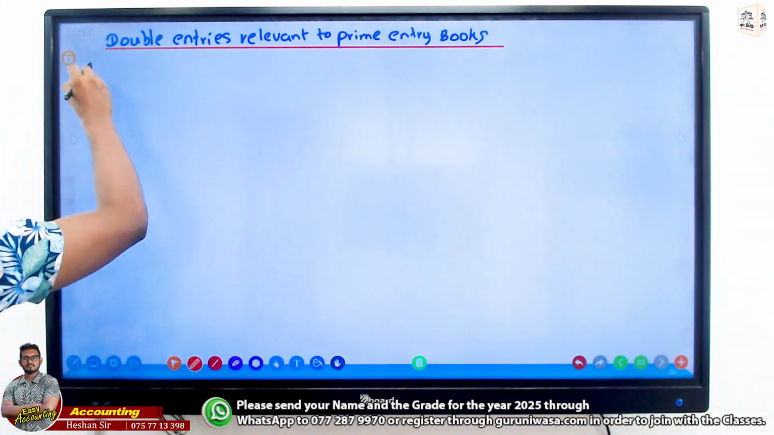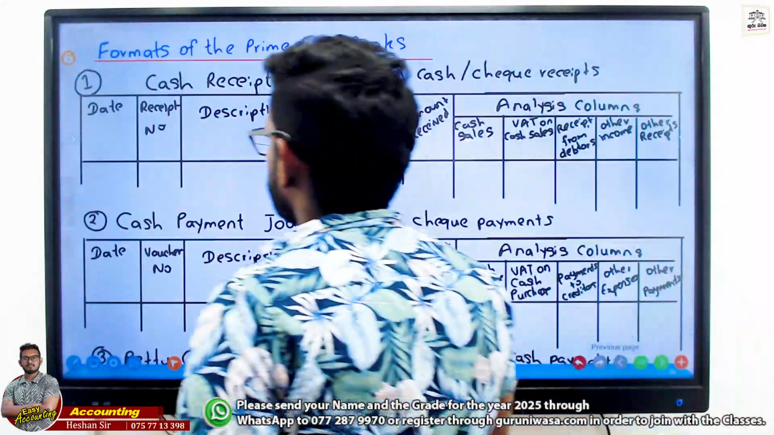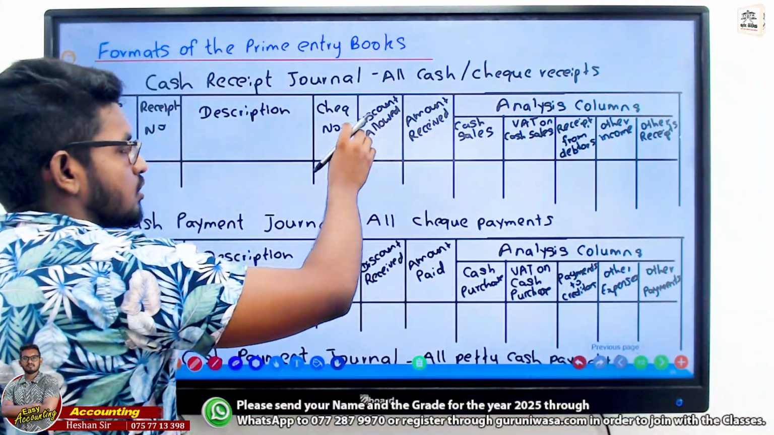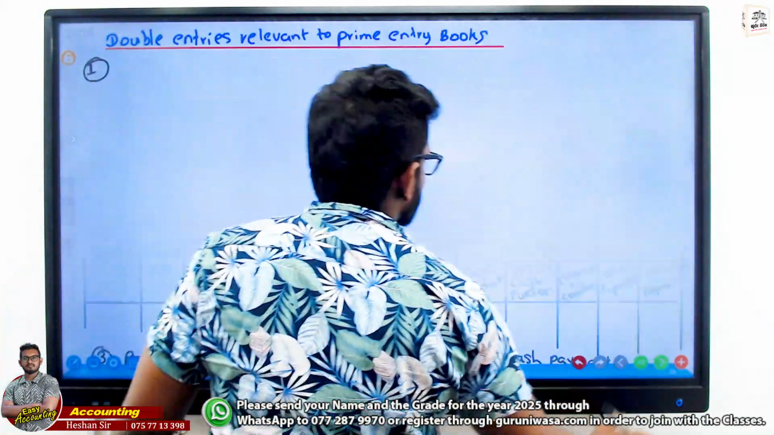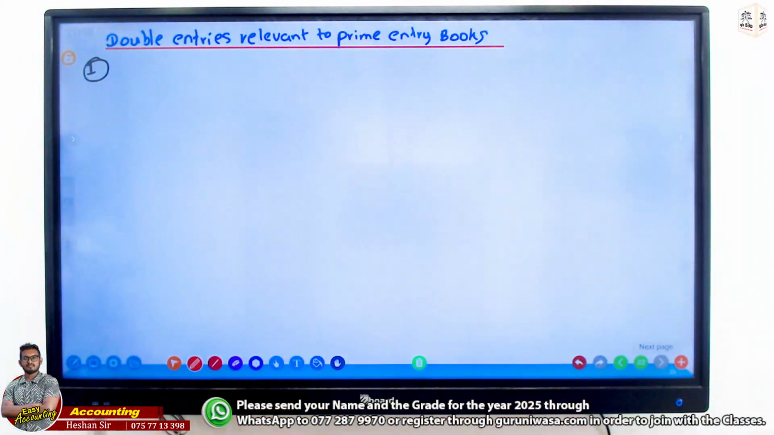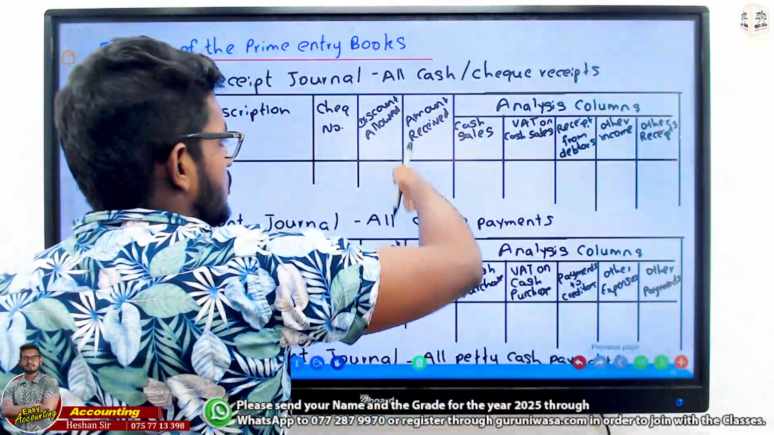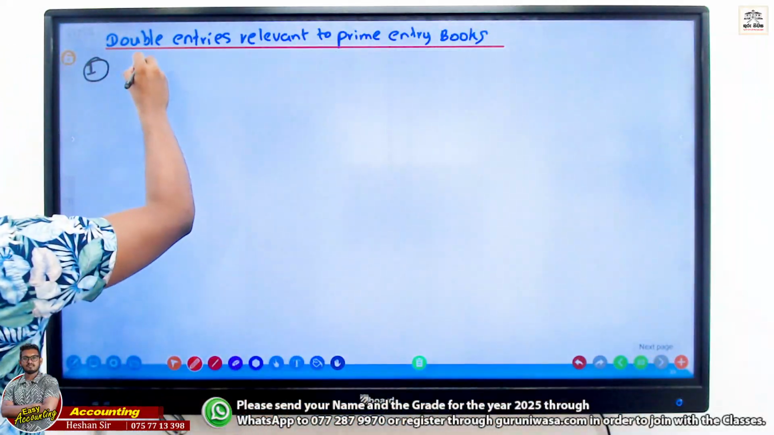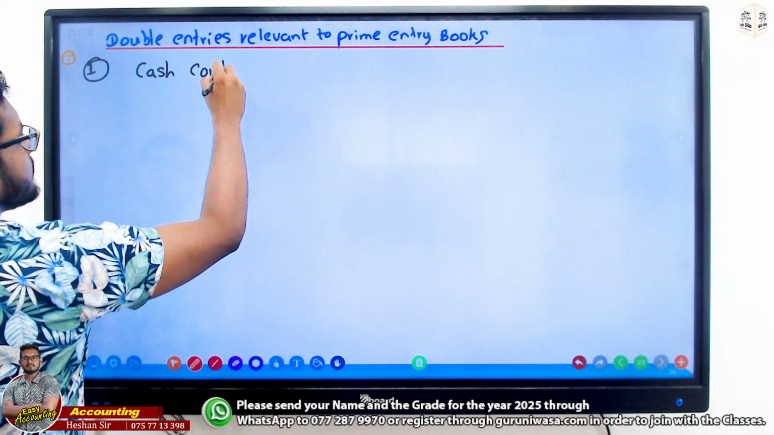Number one. What is number one? Cash receipt journal. When we receive cash, we write it in here. If there's a discount, we deduct the discount amount and write the amount in here. Ultimately, the total of the amount received column, we record on the debit side of the cash control account. Cash control account debit.